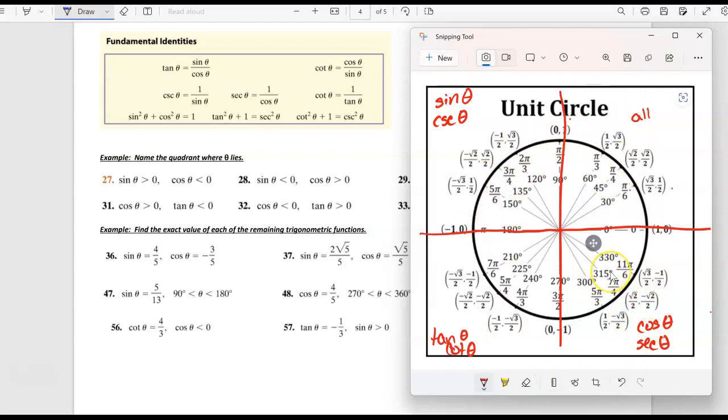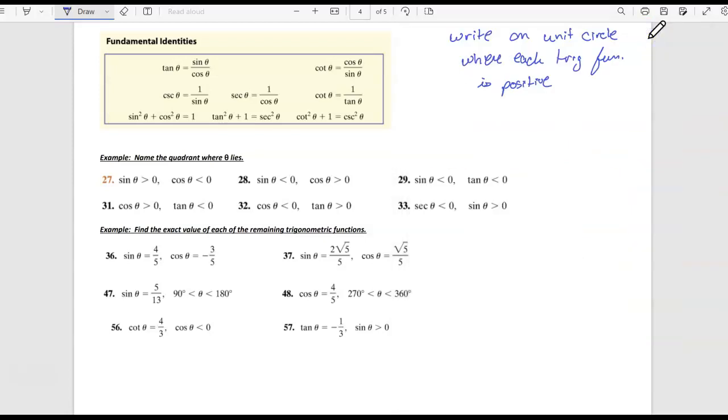So an easy way to remember this, I think about it this way. ASTC. A long time ago, Appalachian State University was Appalachian State Teachers College. That's how I remembered it. You can come up with any acronym you need to remember what's positive where, or you can just memorize it.